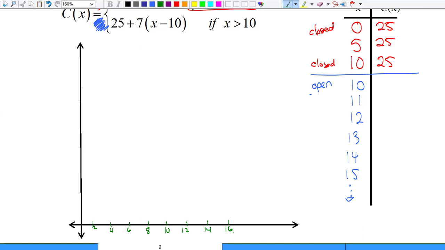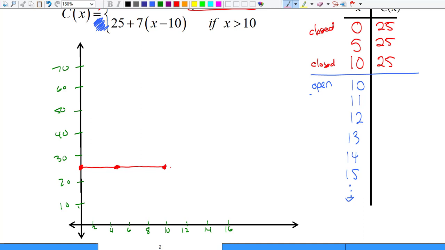And in my other direction, let's count by tens. We'll say 10, 20, 30, 40, 50, 60. Okay, so at 0, I have a point at 0, 25, so that's right here. Then I have a point around 5, 25, that's right about there. And then 10, 25, and that's a closed circle. Now everything in between here is also closed, so I'm going to go ahead and connect that line. So that red line is one piece of my piecewise function.